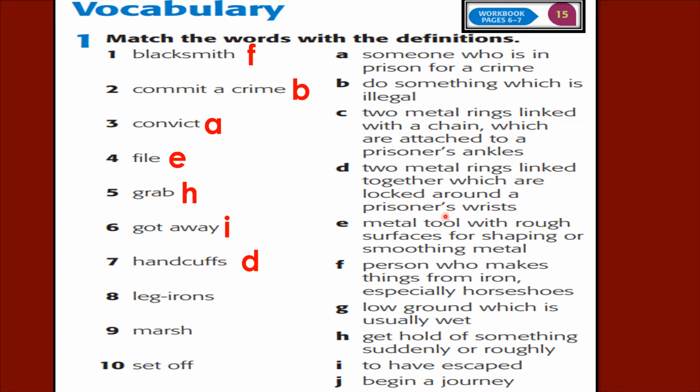a prisoner's wrists. Number 8 is leg irons. It's C. Two metal rings linked with a chain which are attached to a prisoner's ankles.